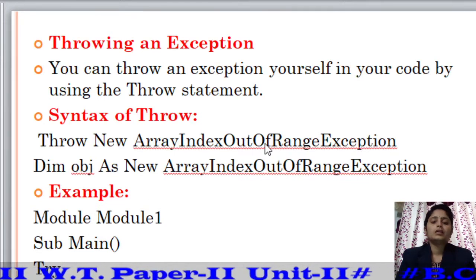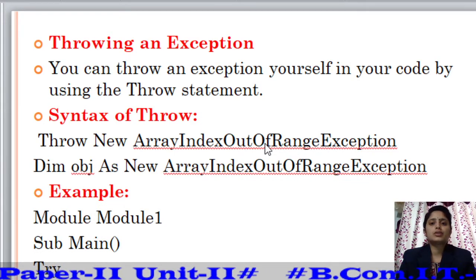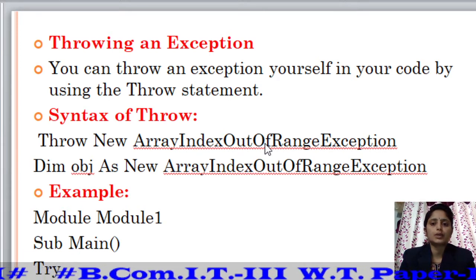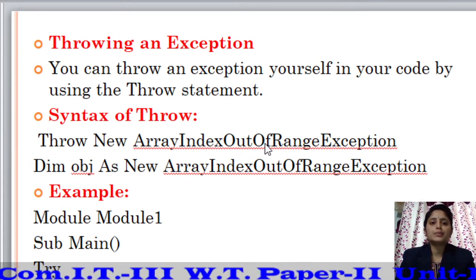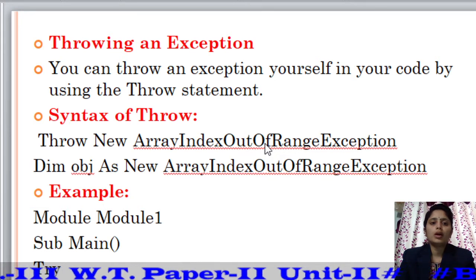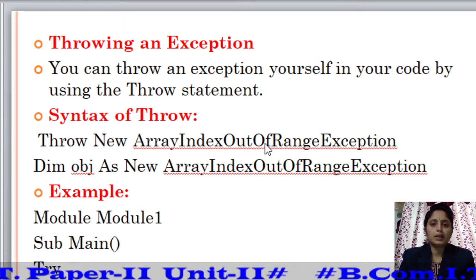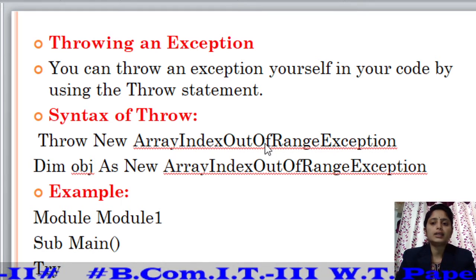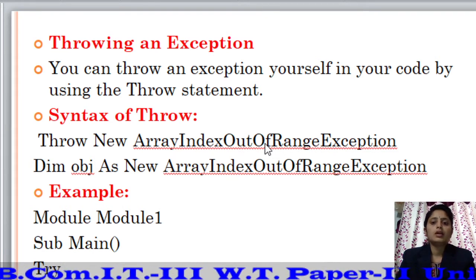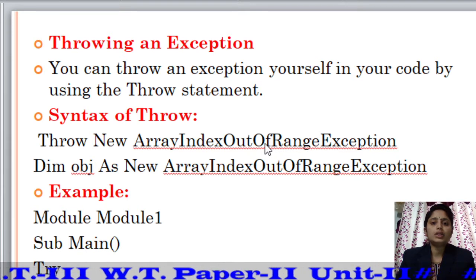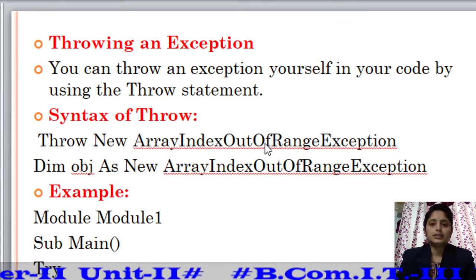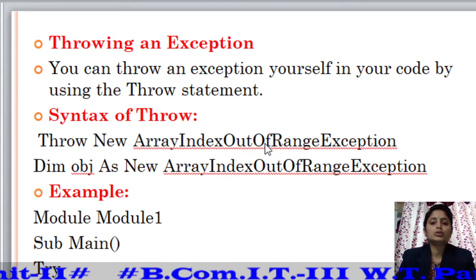The next statement in the structured exception handling mechanism is throwing an exception. You can throw an exception yourself in your code by using the Throw statement. The syntax for the Throw statement is: Throw New ArrayIndexOutOfRangeException, Dim obj As New ArrayIndexOutOfRangeException. Let's see an example of throwing an exception.